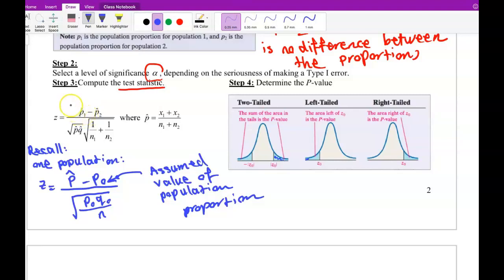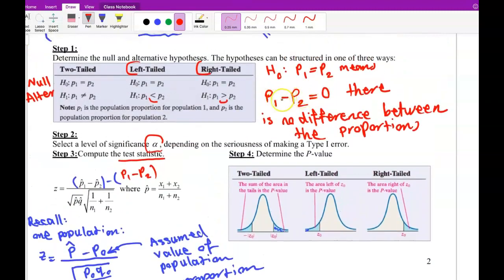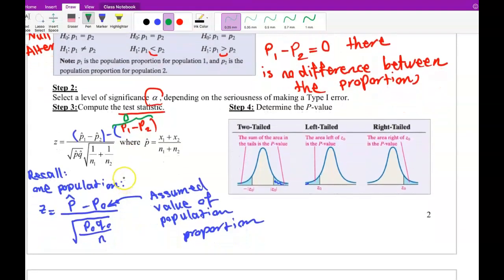And in some textbooks, after this, you may see that we have minus P1 minus P2. I didn't write that part here because based on what I had on this part, we saw that P1 minus P2 was equal to 0. So we didn't write this part because it was equal to 0. That's why instead of writing that, I wrote P hat 1 minus P hat 2. So that is enough.